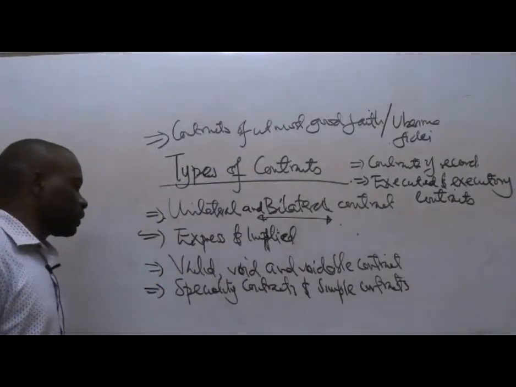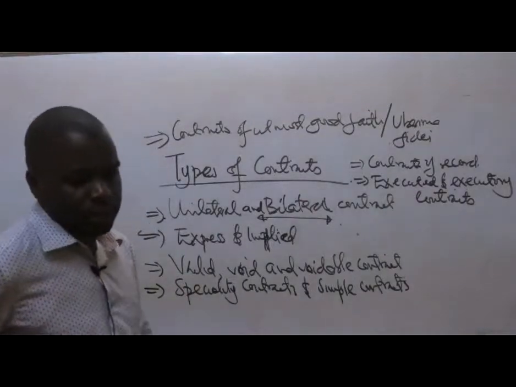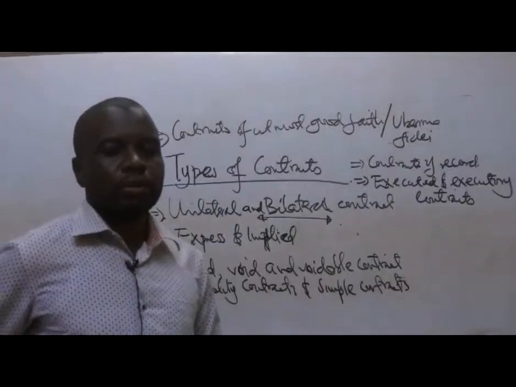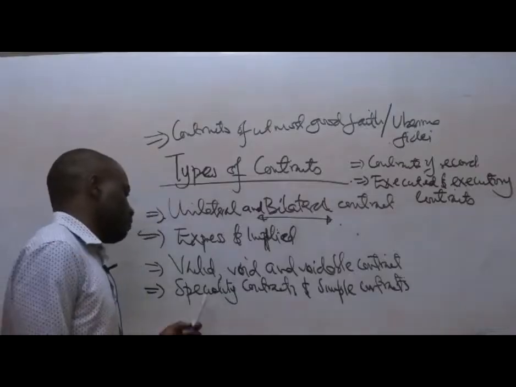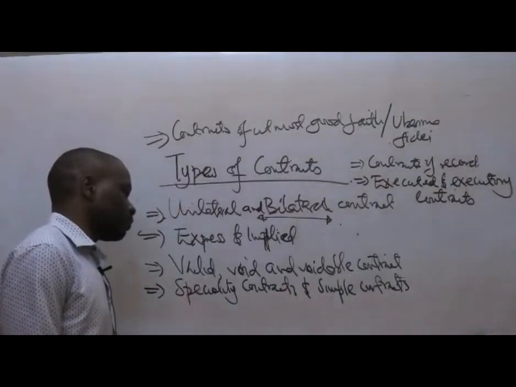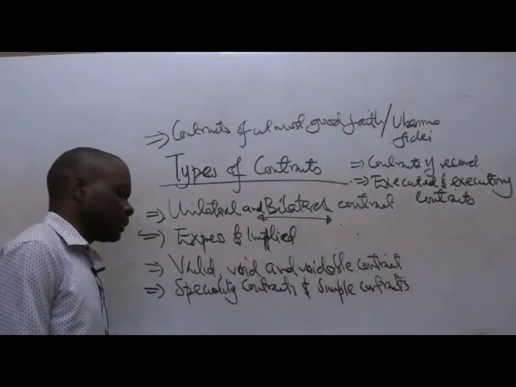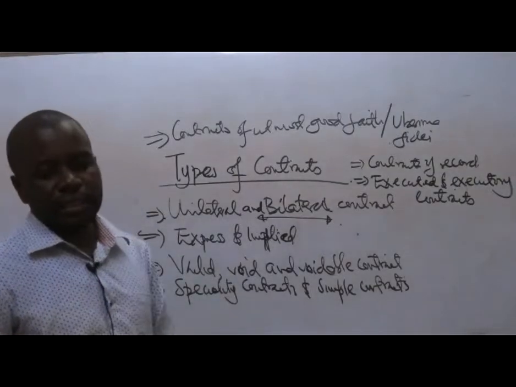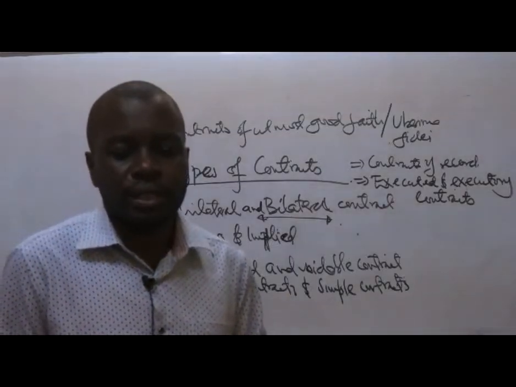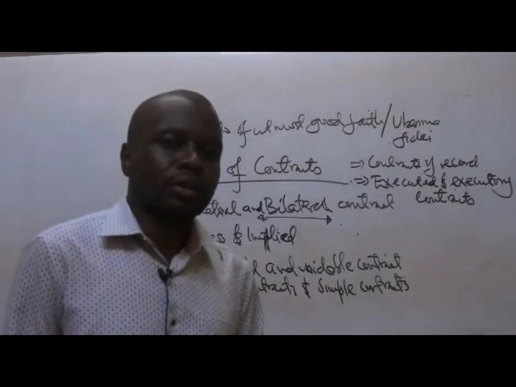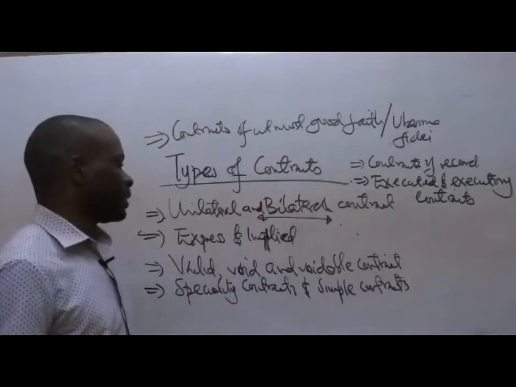So a valid contract is one that meets all the essential elements of a contract. So if all the essential elements of a contract are actually present, such a contract can be termed as being a valid contract. Void is one that is now the opposite of valid. It doesn't have any of the essential elements, or the essential elements are not actually present in such an agreement. So the contract will be termed as being a void or simply an invalid contract.